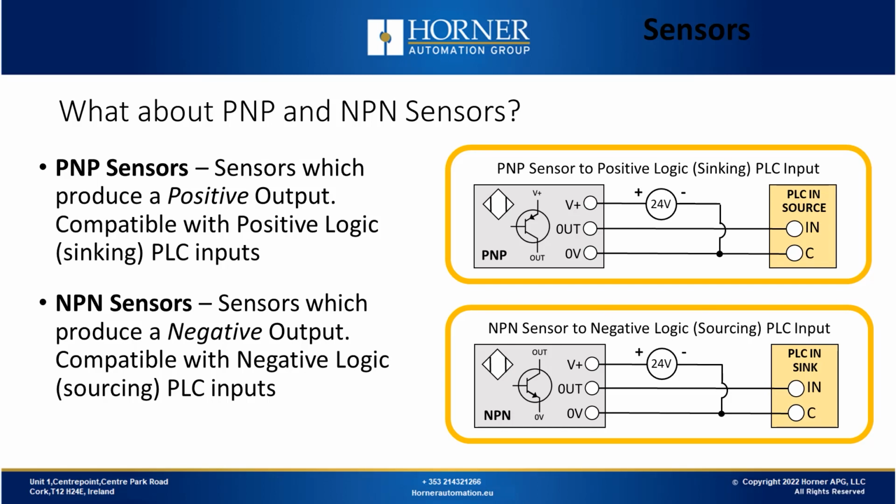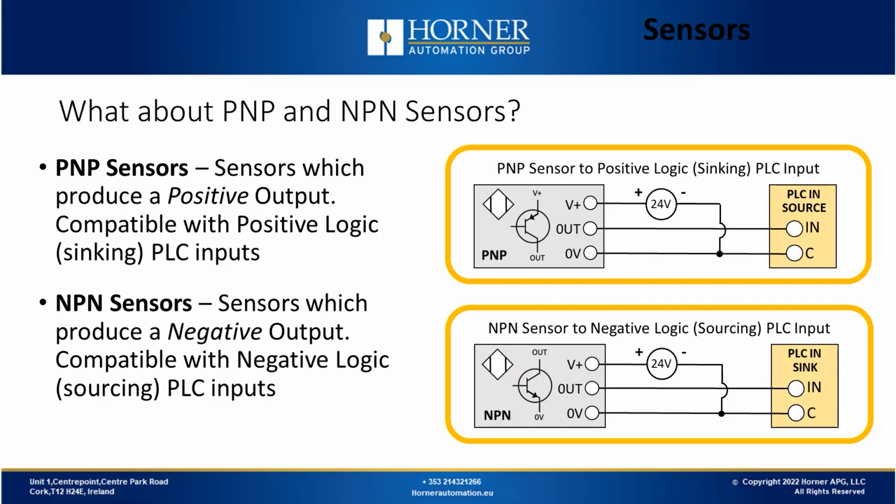A PNP sensor will have an output that produces a positive signal, whereas an NPN sensor will have an output that produces a negative signal. So when you look at compatibility between a PNP or NPN sensor and a PLC input, you'll see that they require different types of inputs.